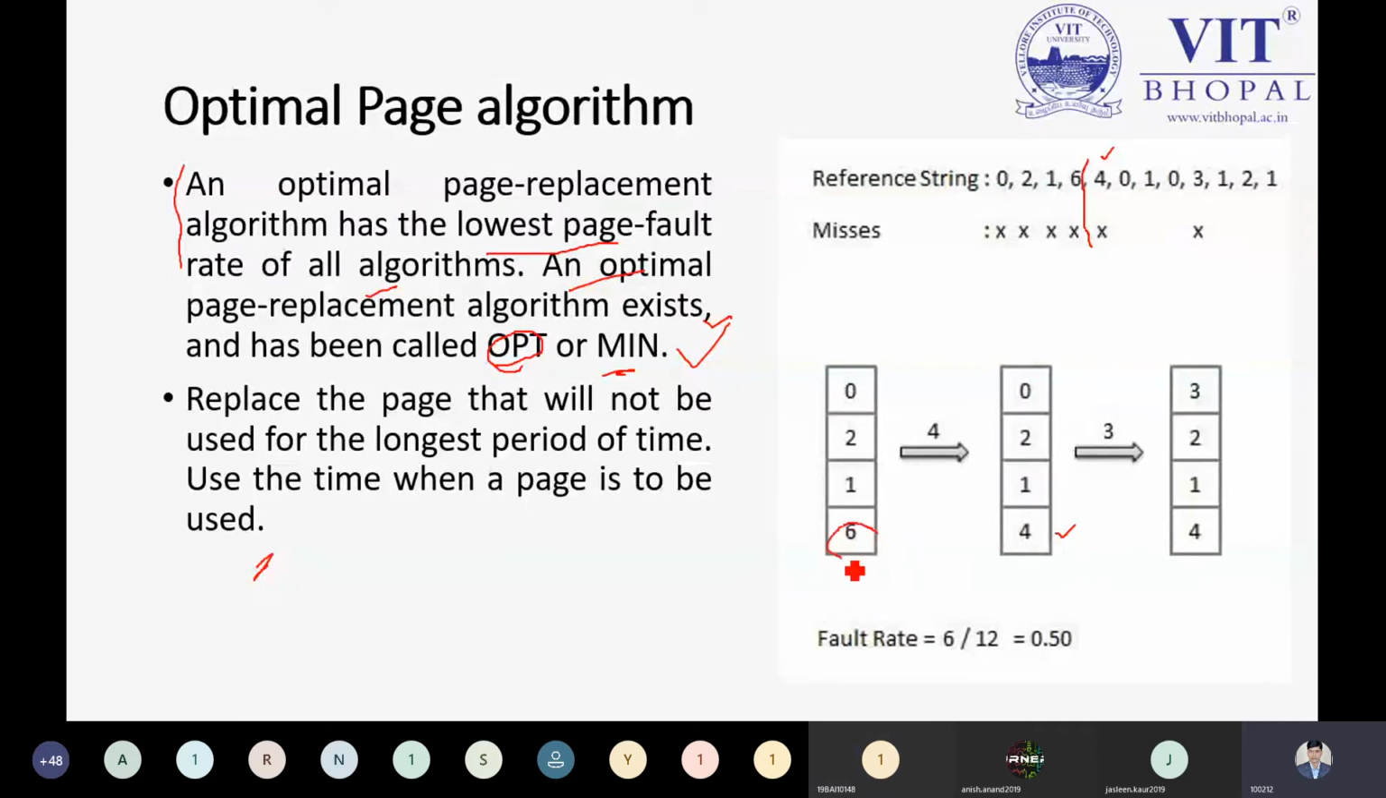So now why am I taking the 6? Why is 6 replaced over here? Why not 0? Because it is the optimal case. Why can you say this is the optimal case? Sir, because it is written here, sir.